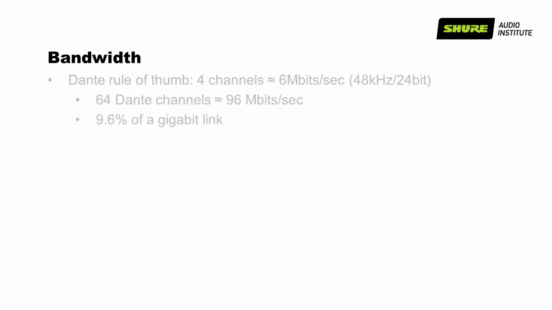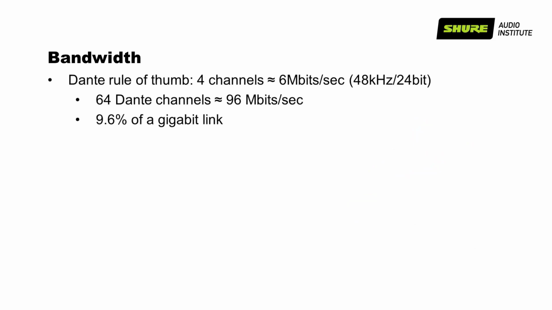Just to put some numbers behind the bandwidth here so we know what we're talking about. General rule of thumb with Dante is for a 48 kilohertz 24-bit signal, 4 channels of Dante uses approximately 6 megabits per second, which isn't much.